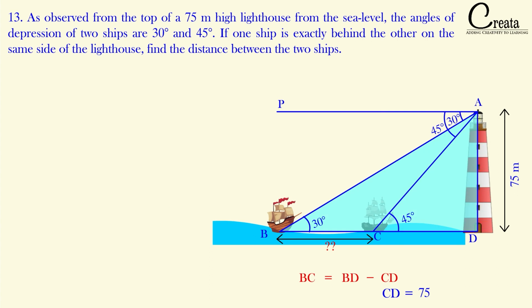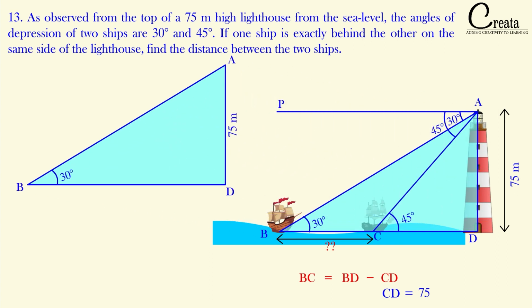Let's go to the second triangle, the triangle ABD. Here our trigonometric angle is 30 degrees and AD is the perpendicular, which is the side opposite to the trigonometric angle, and BD is the base, which is the side between the trigonometric angle and the 90 degree angle. Here also tan theta will be applicable, which will link the perpendicular with the base.